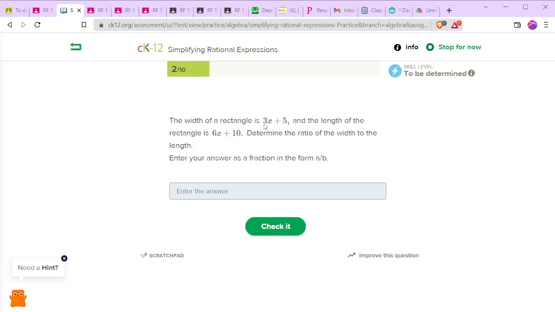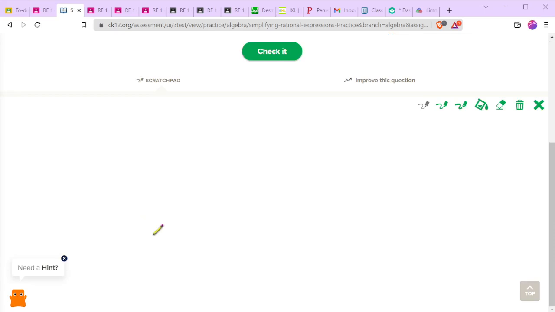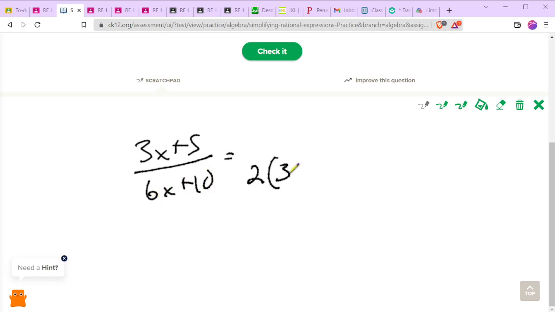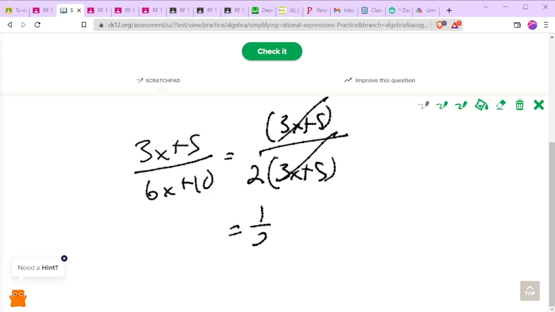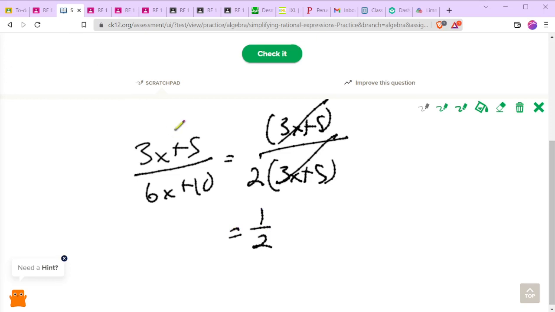Now if the width of the rectangle is 3x plus 5 and the length is 6x plus 10, find the ratio of the width to the length. So the width is 3x plus 5, the length is 6x plus 10, and width to length means the width goes on top. Now notice our denominator, they're both even numbers. We have a common factor of 2. And when we factor that out, we end up with a 3x plus 5 in numerator and denominator. And this simplifies to 1/2.